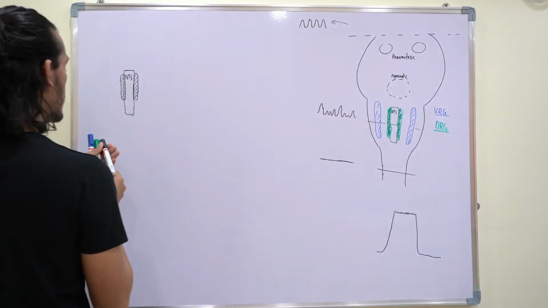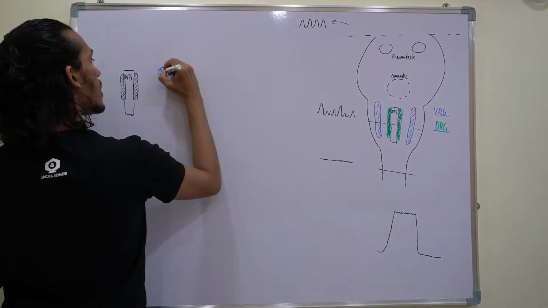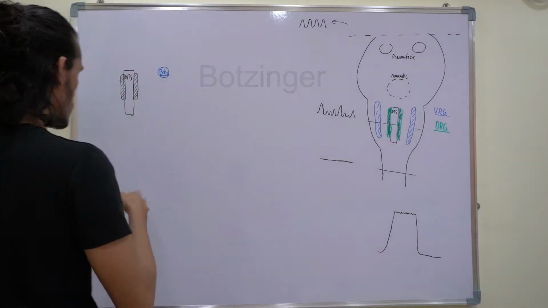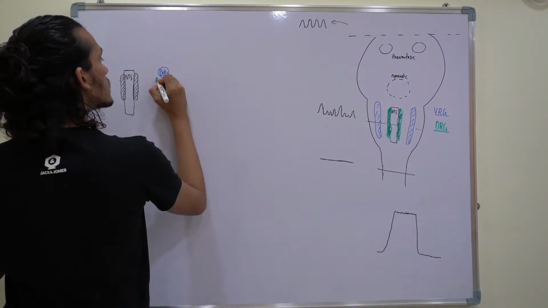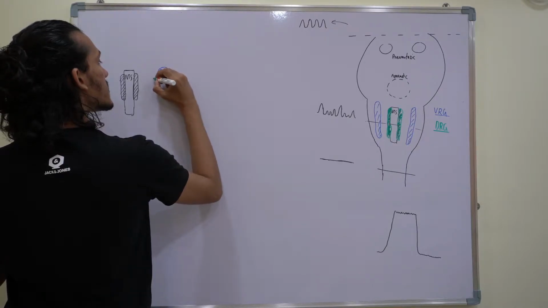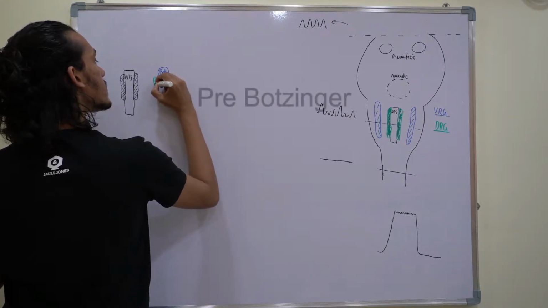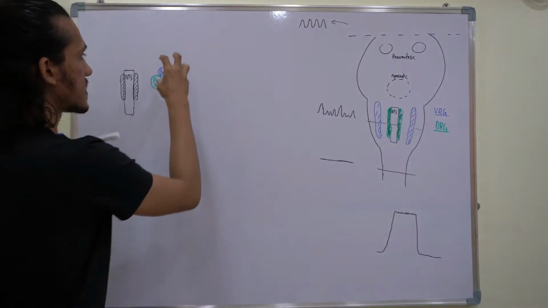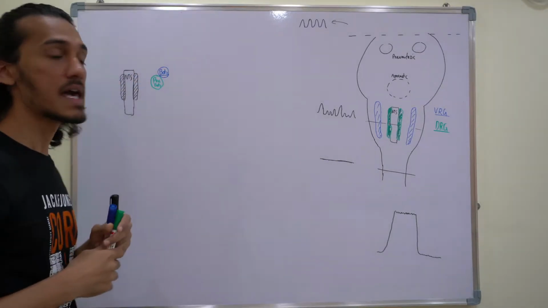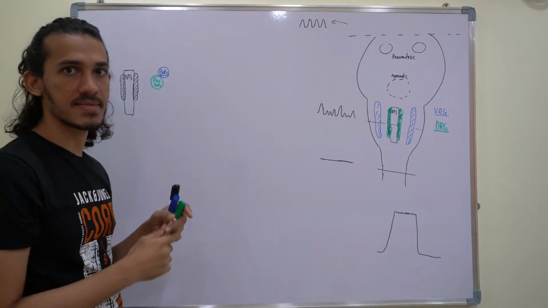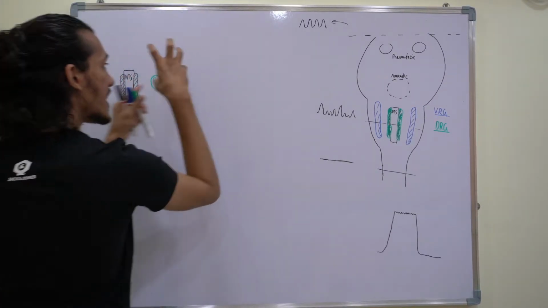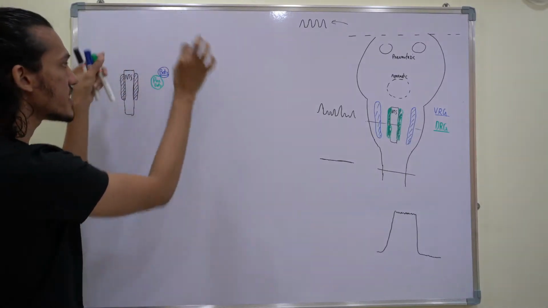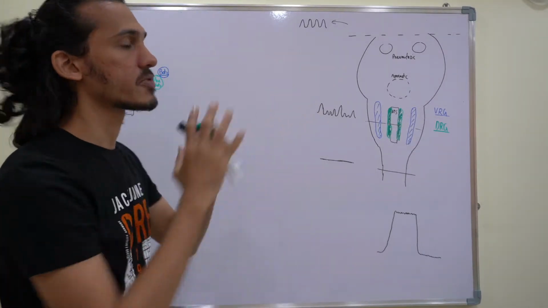So over here we have a Botzinger nucleus, and just over here there's another one which is pre-Botzinger. So we got two things, a Botzinger and a pre-Botzinger. So this together makes up a Botzinger complex. We got the Botzinger and we got the pre-Botzinger. Now this forms the major core of this ventral respiratory group.